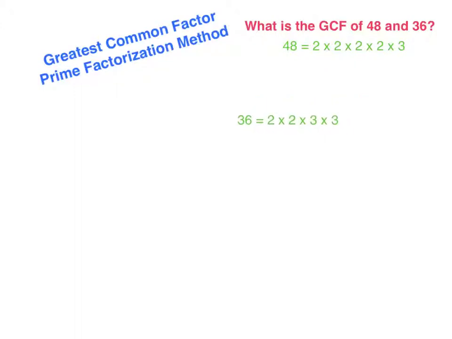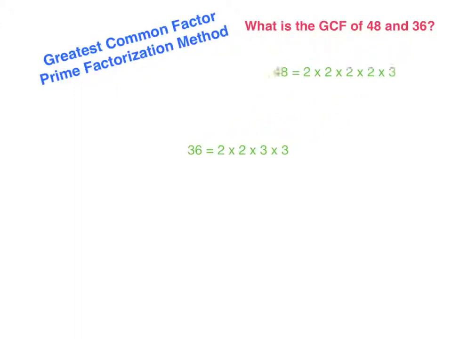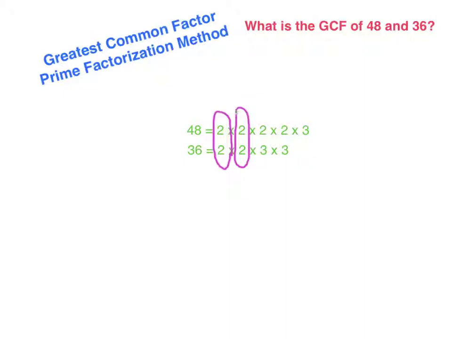You probably noticed that I didn't use exponents in writing out the prime factorization. That is because for the purpose of finding the greatest common factor, it's better to have them all written out. We're going to circle any prime factors that they have in common. So they have this 2 in common, and they have this 2 in common, and they have a 3 in common.